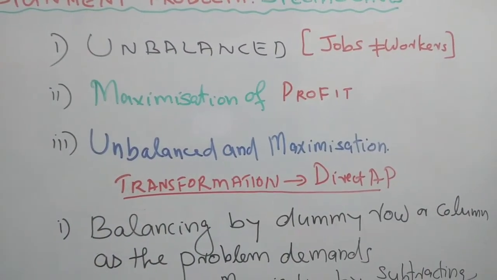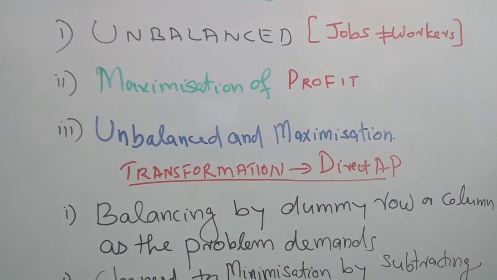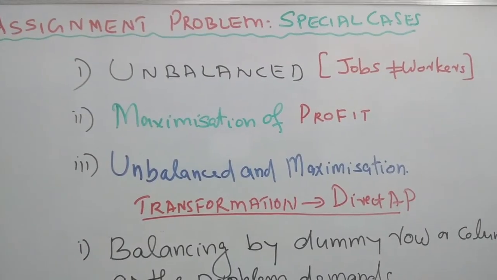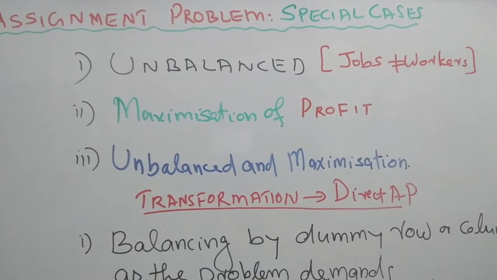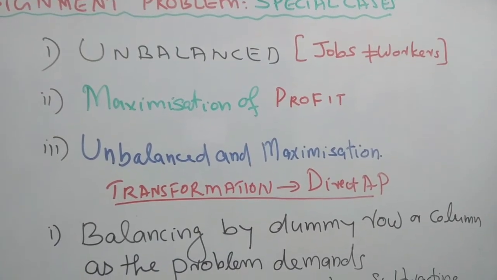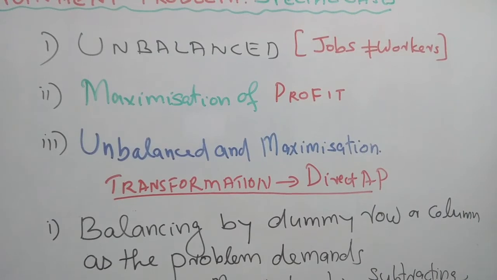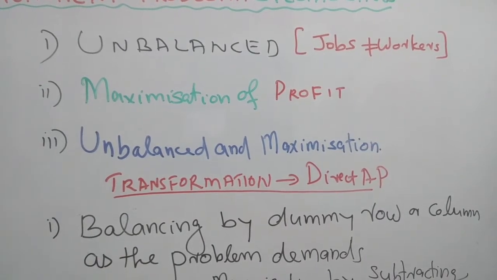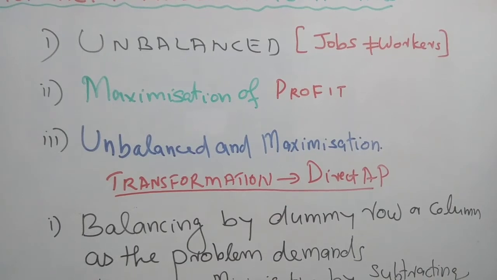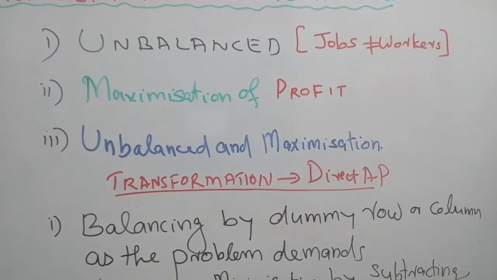If the problem is one of maximization of profit, our step is to transform it into a minimization problem. Transformation into a minimization problem includes subtracting every element in the coefficient table from the largest element in the given table. Then the problem is transformed into a minimization problem. The third condition is unbalanced and maximization. It is a mixture of both these steps. At first, it is transformed into a balanced one. Then it is changed into a minimization problem. Then, after applying these steps, we use the Hungarian method discussed in the previous class, the Hungarian method of solving an assignment problem.